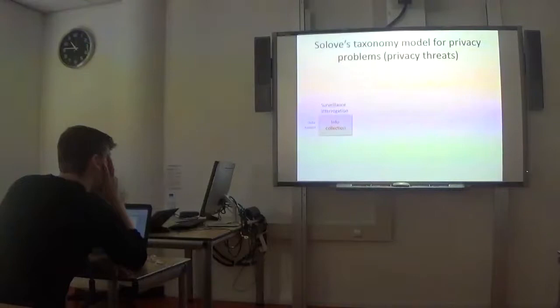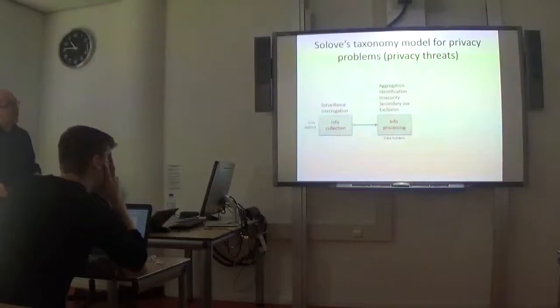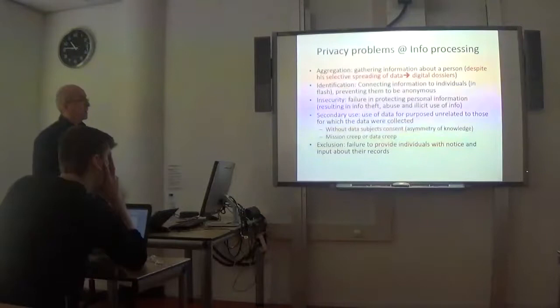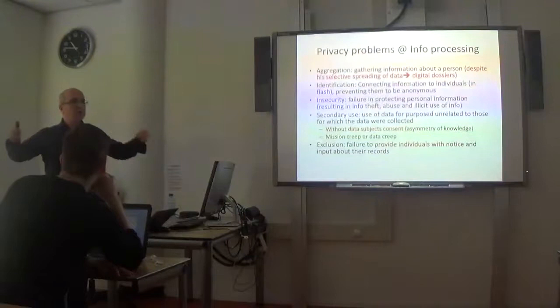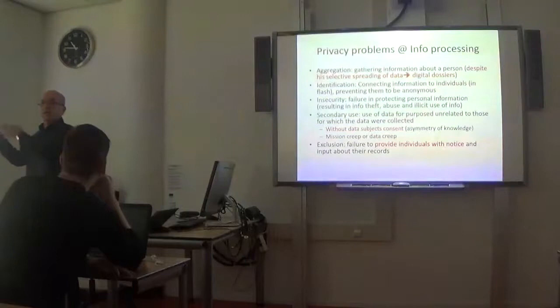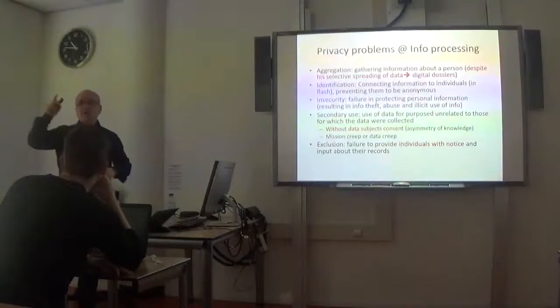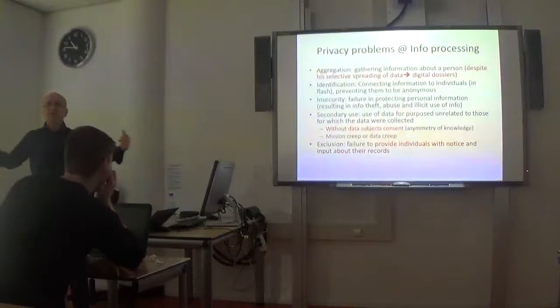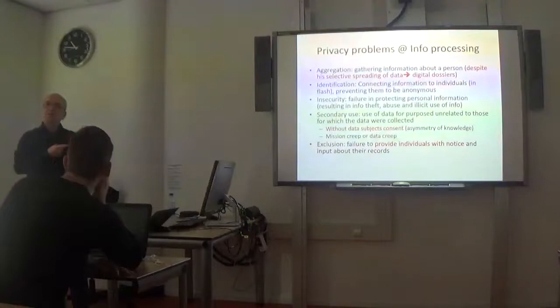Then in information processing, he mentions a number of threats: aggregation, identification, insecurity, secondary use, and exclusion. Aggregation means that you aggregate data from different sources in one place. Your data can be found in different places, and intentionally you put it in different places. One part is at Hogeschool here, another part is at Gemeente Rotterdam, maybe another at a specific ministry, a hospital, and so on. This is spread over, and that is good. If I bring them together and give a nice portal through which everybody can reach your information, that aggregation is a violation of privacy.